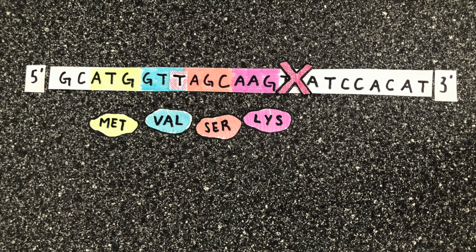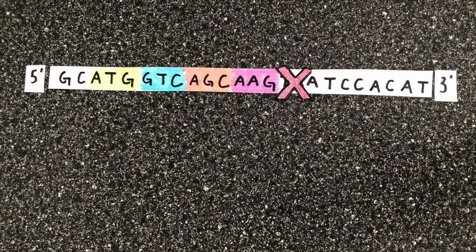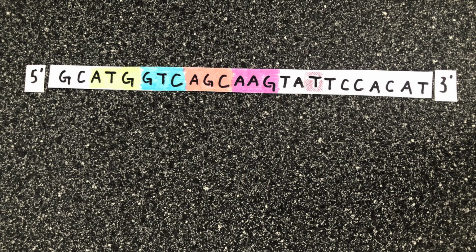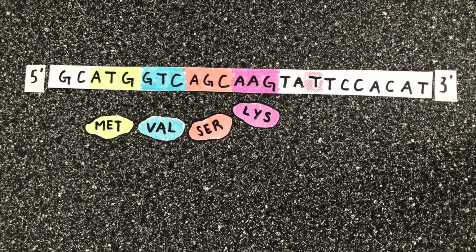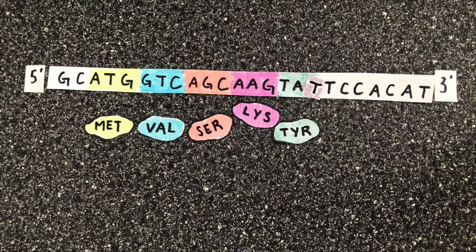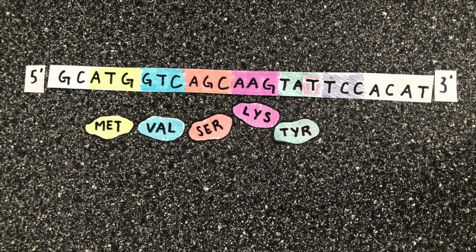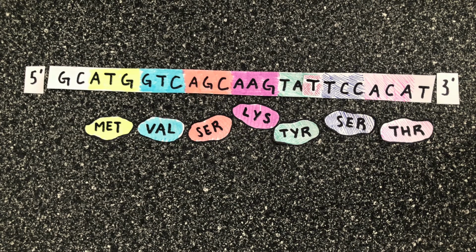The last point mutation is a read-through, where the stop codon mutates into an amino acid coding codon. Here, the last adenine of the stop codon mutates into a thymine, which ends up coding for a tyrosine. Since the stop codon is gone, translation continues until a new stop codon is reached further downstream. The result is a mutated, elongated protein.